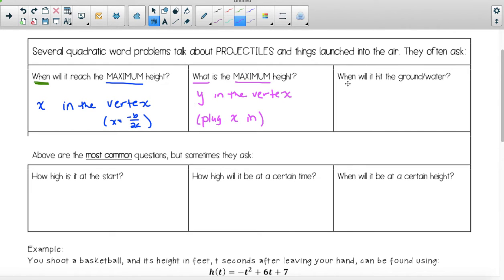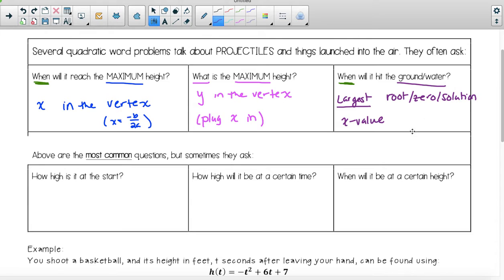So they'll also ask when will it hit the ground or water. So again, when means the x value, but the ground or water is asking for when it's on the ground. Because it's an x value, there could be multiple x values. It's going to launch up and then come back down. So when will it hit the ground or the water is going to be the largest root, zero, or solution, which means it's the x value.